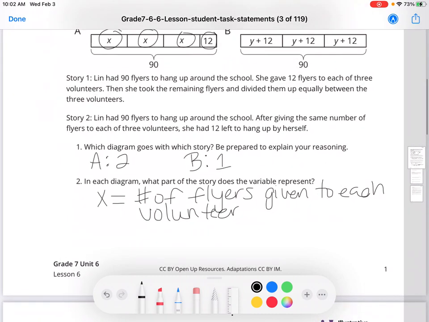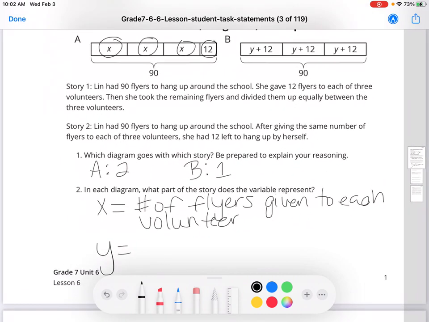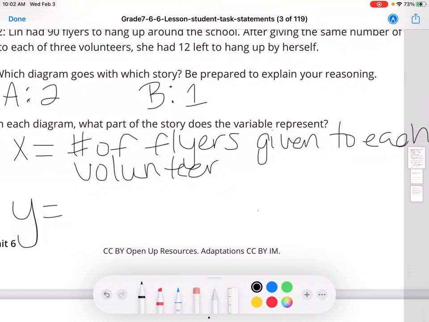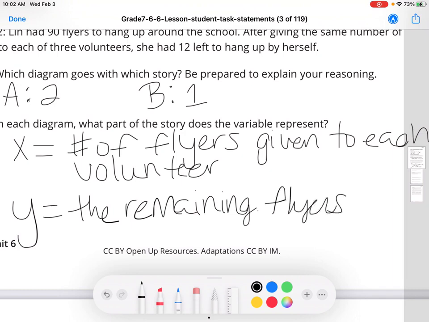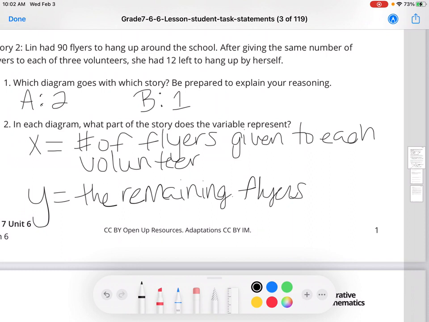Okay, for diagram B, I have 3 equal boxes and Y plus 12 in each of those boxes, which was related to story 1, which said that Lynn had 90 flowers to hang up around the school. She gave 12 flowers to each of the 3 volunteers. Then she took the remaining flowers and divided them equally among the 3 volunteers. So Y represents the remaining flowers that she gave to each volunteer.